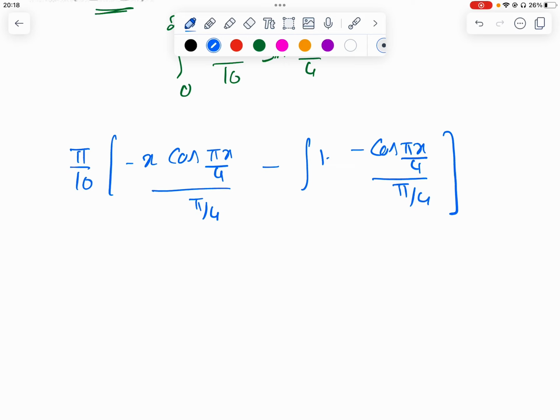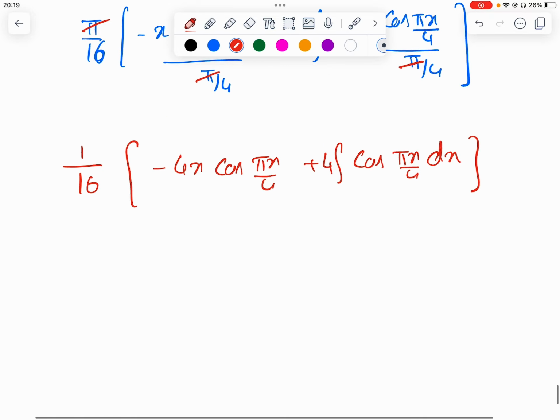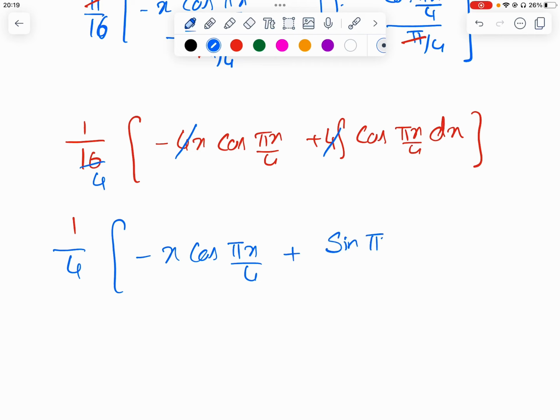So pi upon 16. What we can do is pi and pi get cancelled, and this is 1 upon 16 times negative 4x cos of pi x upon 4 plus integral of 4 times cos of pi x upon 4 dx. Again 4, 4 and 4 get cancelled. So I am left with 1 upon 4 times minus x cos of pi x upon 4 plus the integral of cos, which is sine pi x upon 4 upon pi upon 4.